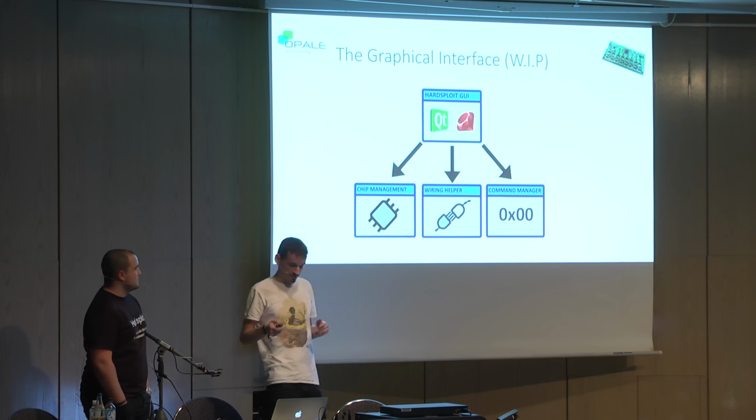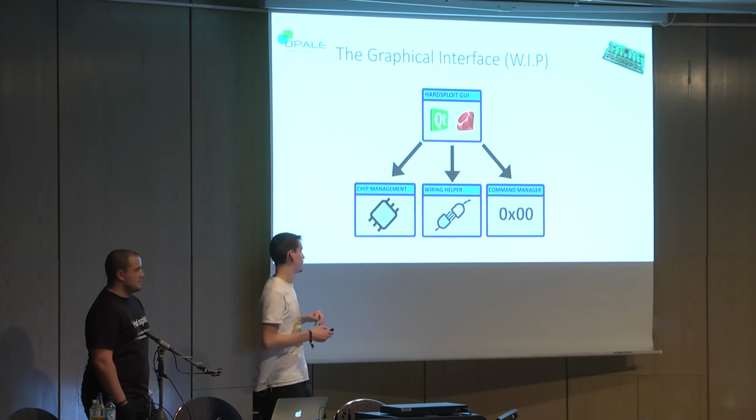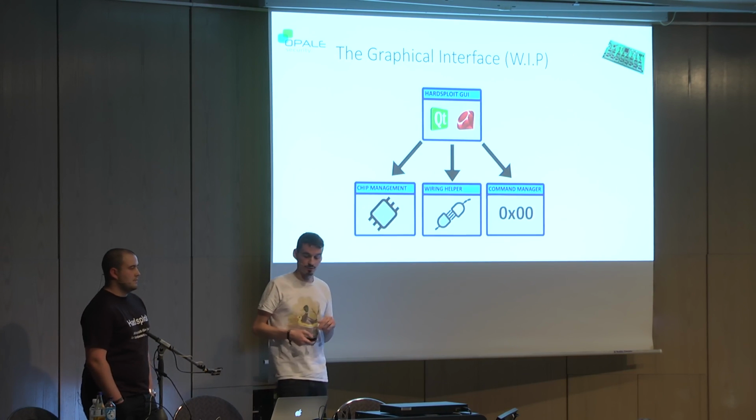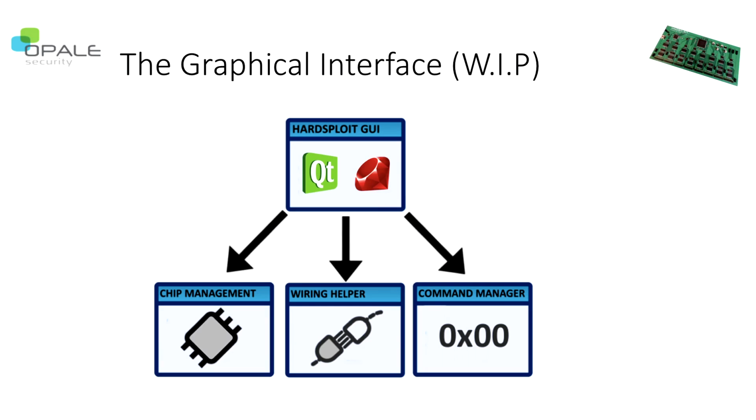For the graphical interface, I use the well-known Qt library with the Ruby programming language. And I divided it in 3 parts. So you have the chip management to manage your electronic components. Then you have the wiring helper to help you wire your target to Hardsploit. And then you have the command manager to create commands, to edit them, classical. And it looks like this.